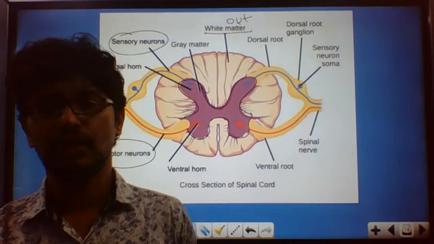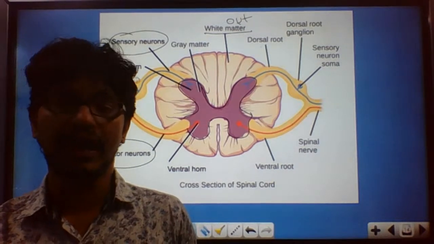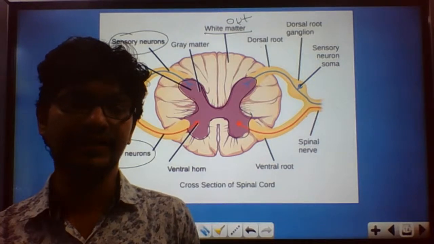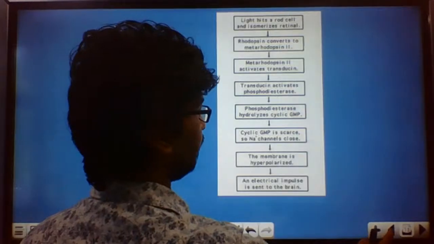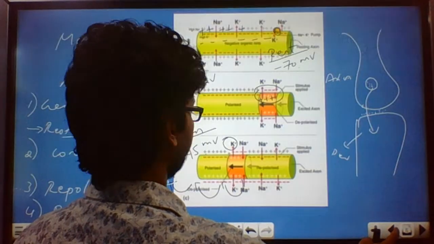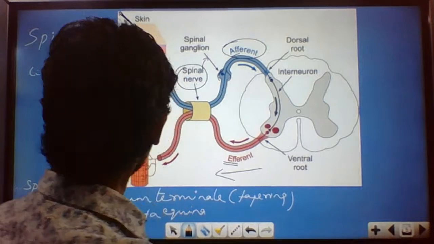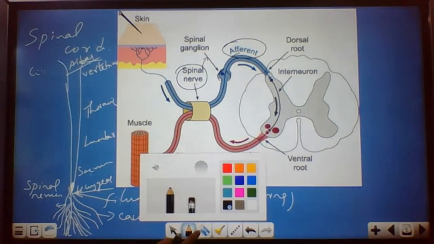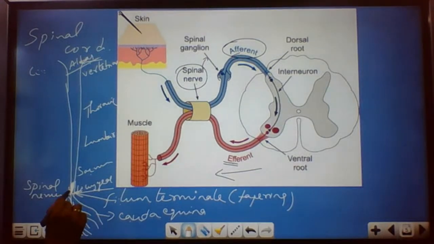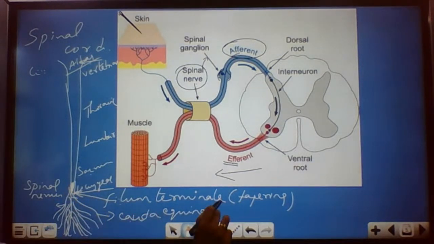You asked what is a cauda equina? After the coccygeal part, after the tapering end of the spinal cord, you can see a branch-like appearance. This branch-like appearance we call the cauda equina. I hope you can recollect. In the cauda equina, the tapering part is called the filum terminale.